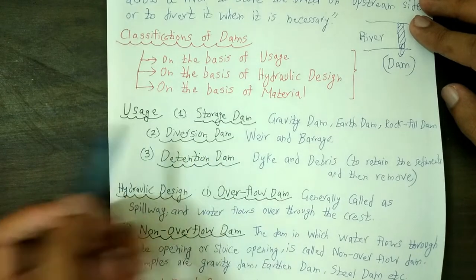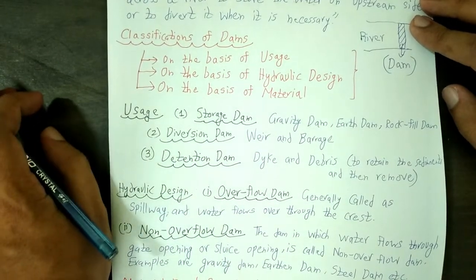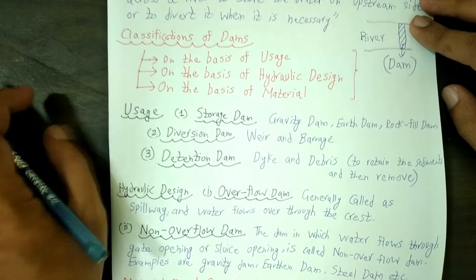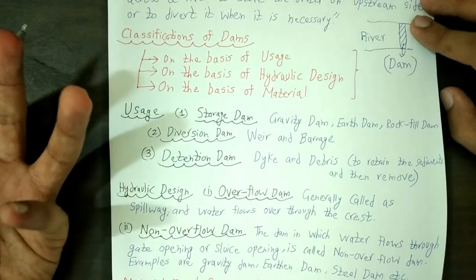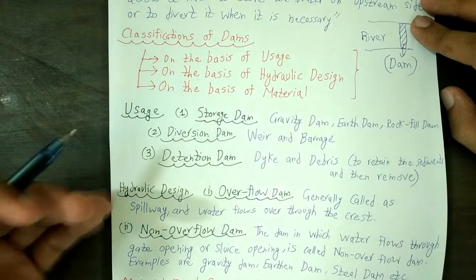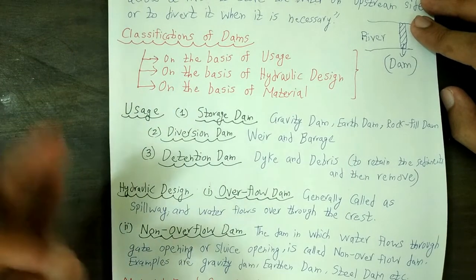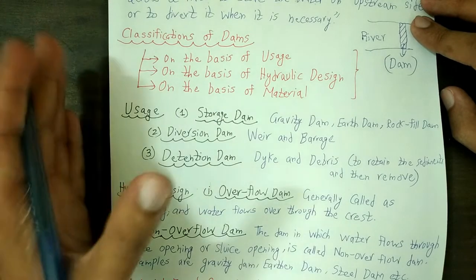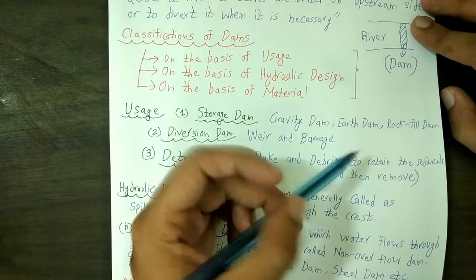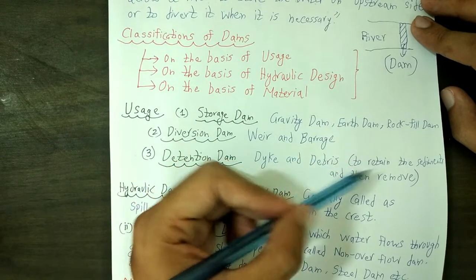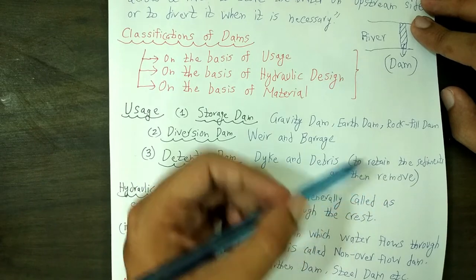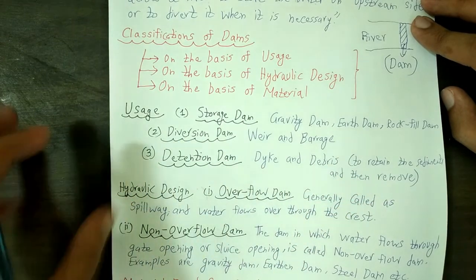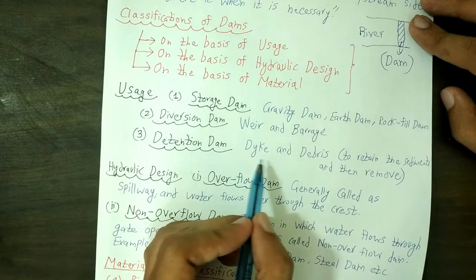Next thing is our detention dam. First of all, we have to understand the concept of detention. Detention means controlling anything, controlled use; controlling of anything is known as detention. And here, when the water flowing in the river contains a huge amount of sediments, then we have to control the sediments, and to control them we construct a detention dam which retains the sediment and then removes it. So I've written it: to retain the sediment and then remove. Basically, its examples are dike dam and debris dam.